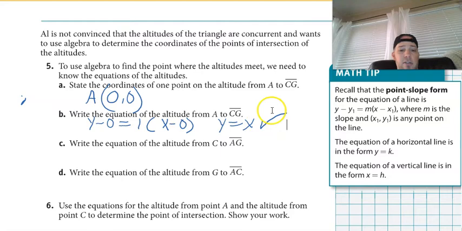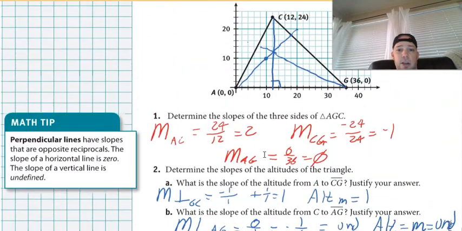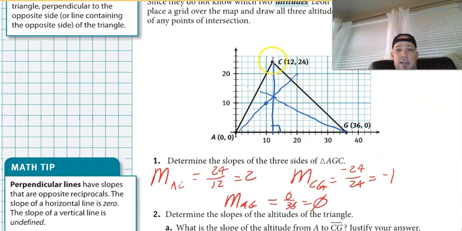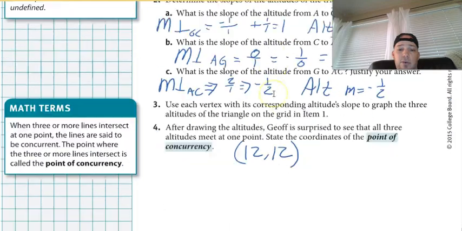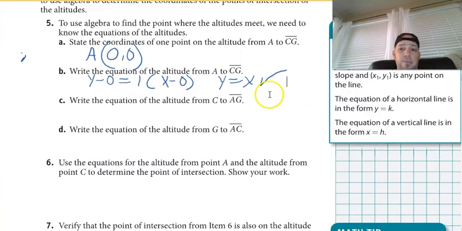Write the equation of the altitude from C to AG. All right, this one should be easy as well. This one is a vertical line, which will be represented with x equals, and x equals 12 because it crosses the x-axis at 12. This is not a function, so we can't write it in y equals. So x equals 12 is going to be this one. Remember, there is a little reminder here about vertical and horizontal equations.